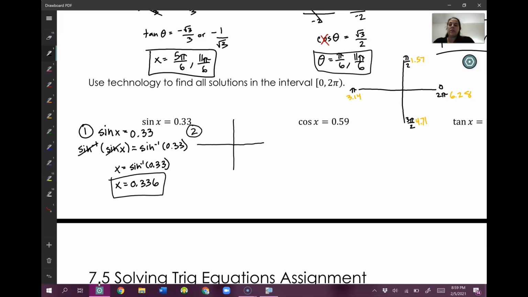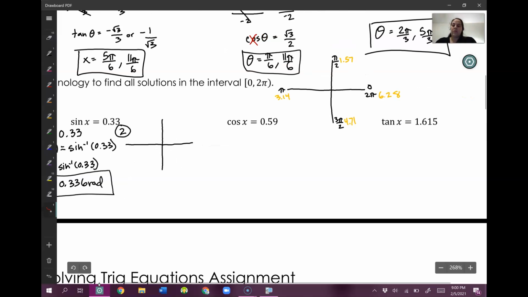So this answer is 0.336 radians. I'm going to put that right there. So if I look over here at this little coordinate grid I have drawn, I have 0 radians, pi halves, pi, 3 pi halves, and 2 pi, just like what is on your unit circle. Well, I converted those into decimals just by plugging them into my calculator. So pi divided by 2 in your calculator is 1.57, and so on. I just estimated. Pi is 3.14, 3 pi halves is 4.71, and 2 pi is 6.28.